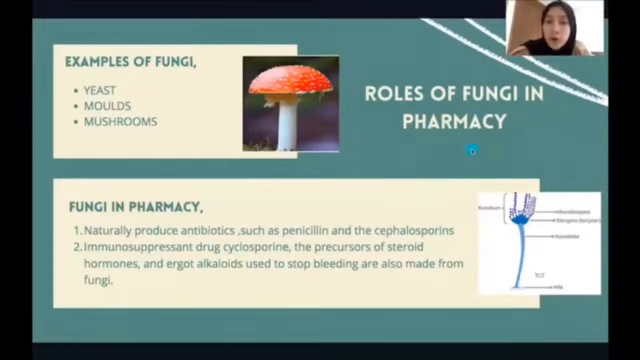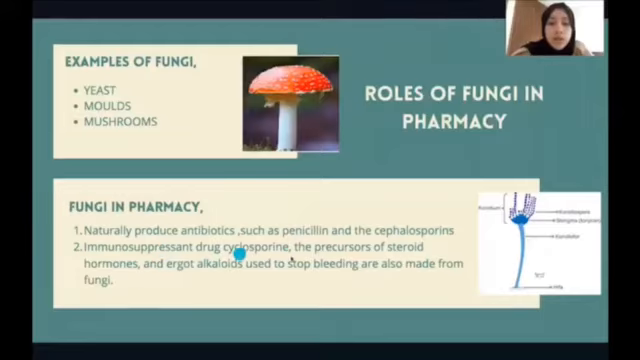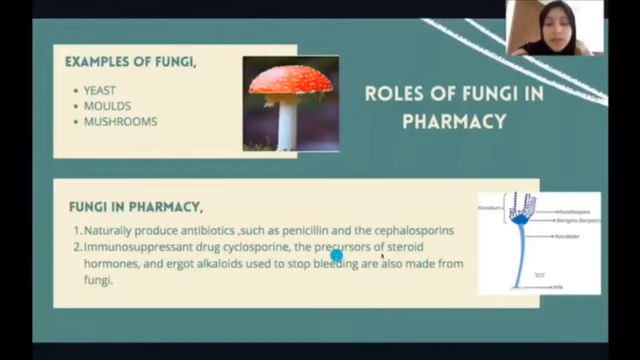As mentioned before, examples of lower eukaryotic cells are fungi and protists. Now we will be talking about roles of fungi in pharmacy. So fungi in pharmacy, the first one, they naturally produce antibiotics such as penicillin and cephalosporin. And the second one, the immunosuppressant drug cyclosporin, the precursors of steroid hormones and ergot alkaloids used to stop bleeding are also made from fungi. Examples of fungi are yeast, molds, and mushrooms.